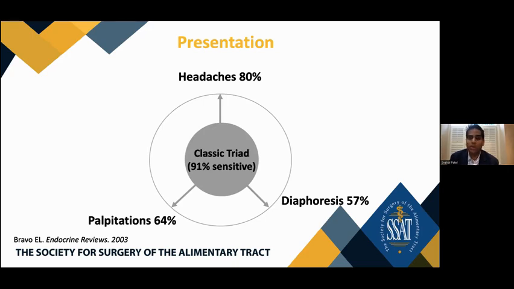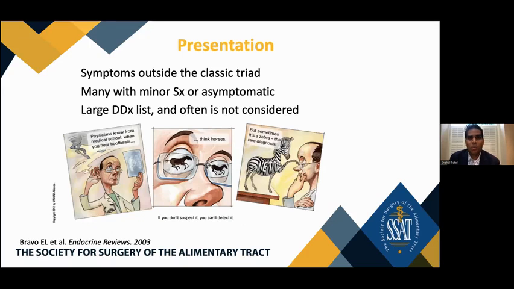But oftentimes we won't see all three, but this is the classic PHEO symptoms and classic triad. But most of the presentations, I'll be honest, are outside the classic triad. So most patients present with very non-specific symptoms. They have minor symptoms or they're even asymptomatic. The differential is very large, and so the majority of the time, PHEOs are not considered.